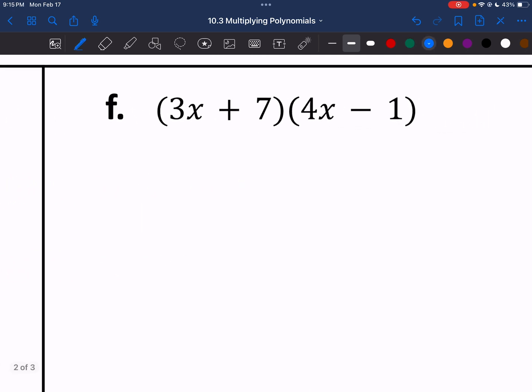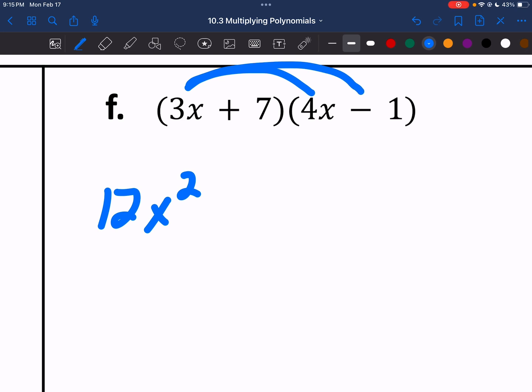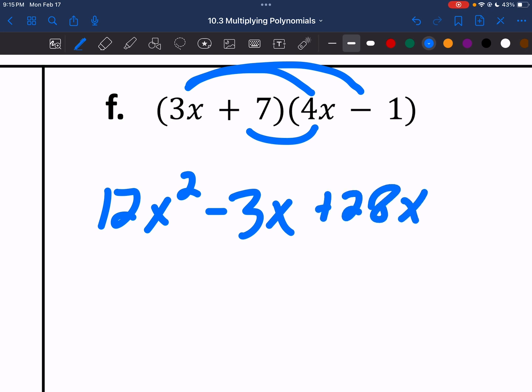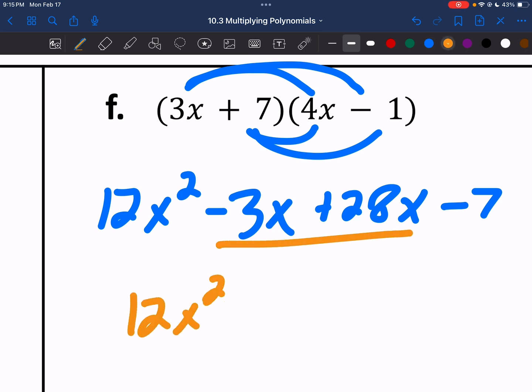Letter F. We start with distributive property. 3x times 4x is going to get us 12x squared. 3x times negative 1 is minus 3x. 7 times 4x is plus 28x. And 7 times negative 1 is minus 7. Combine like terms in the middle: 12x squared plus 25x minus 7.